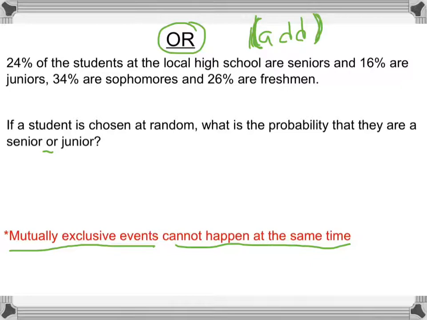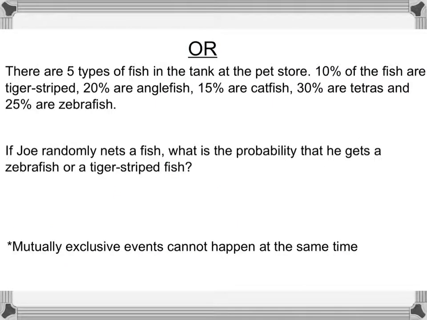I would just look at the probability of being a senior. I'm going to represent that in terms of a decimal, so 0.24. I'm going to add that to the probability of being a junior, which is 0.16, and I get 0.40. If I turn that into a percentage, it would be 40%. So if I just chose a student at random, there's a 40% chance that they would be either a senior or a junior.